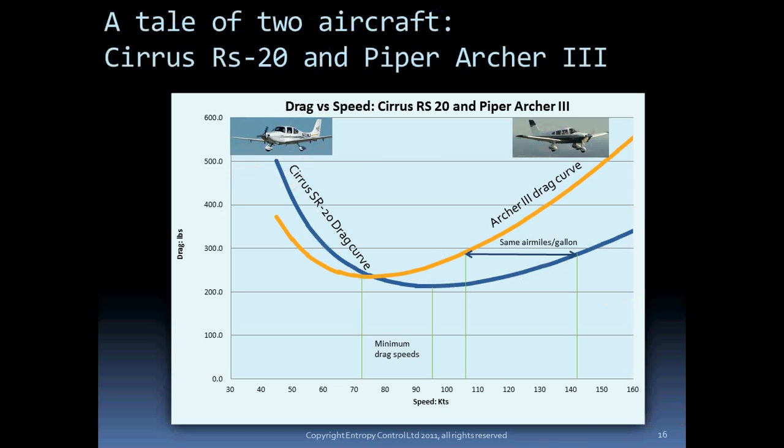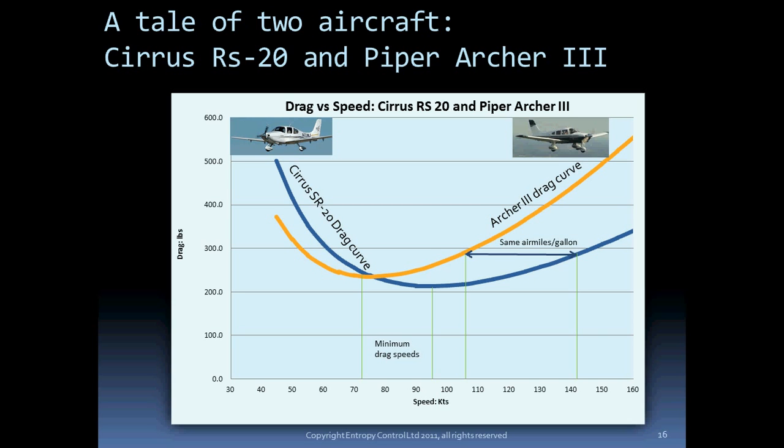Note that at all useful speeds the drag of the Cirrus is below that of the Archer. The Archer's minimum drag is higher than the Cirrus's, and the Cirrus is flying at about 127 knots before it has the same drag as the minimum drag of the Archer, which occurs at about 73 knots. Minimum drag for the Cirrus is at 96 knots and is significantly lower than that of the Archer.